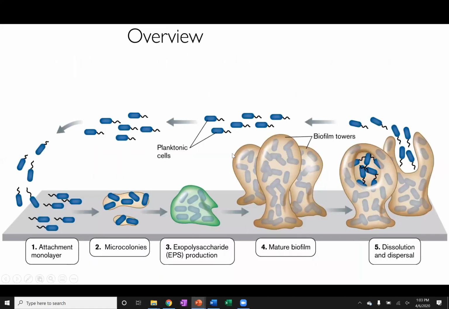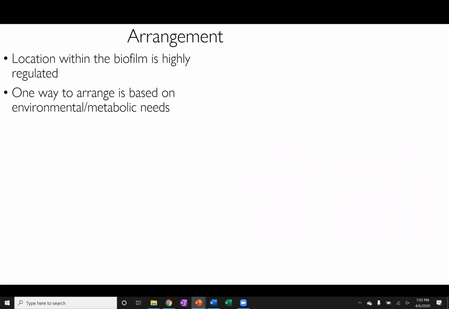So just as a basic overview of what biofilm formation looks like, we have the attachment, we have these microcolonies form, the production of that exopolysaccharide slime layer, we have the biofilm maturation, forming those 3D structures vertically and horizontally. And then finally, we have that dissolution and dispersal. So once the microbe has exhausted all its nutrients, it then enters that death phase, releasing microbes to swim out, find a new surface, colonize, and repeat the process over and over again. But biofilms are heavily arranged, and so the location of an organism within the biofilm is highly regulated.